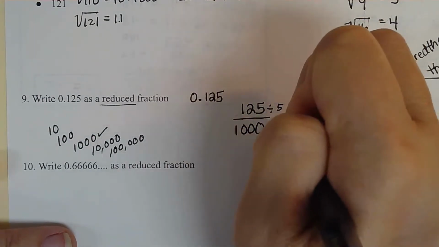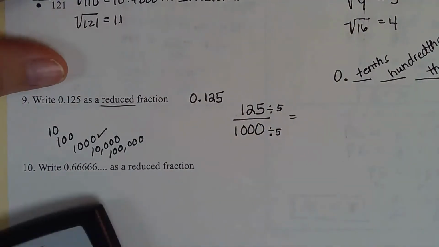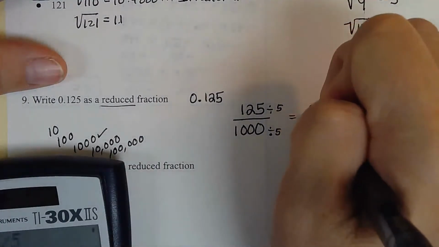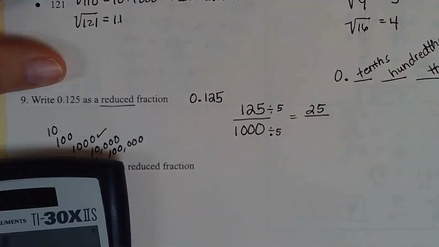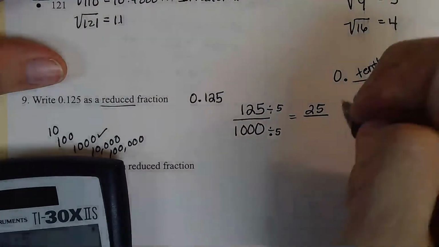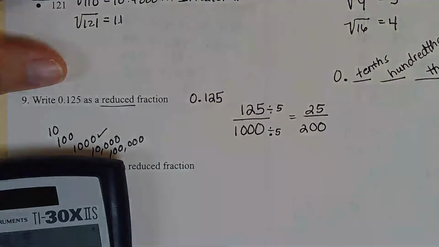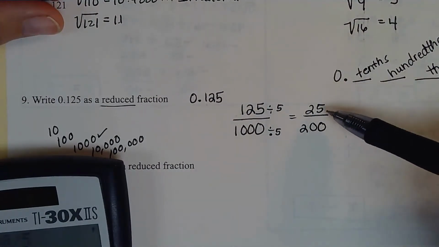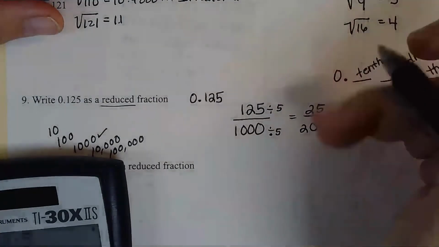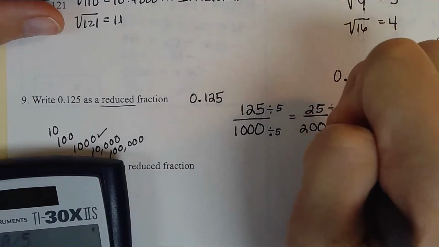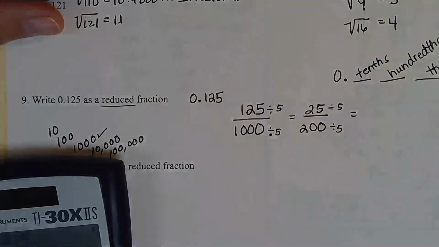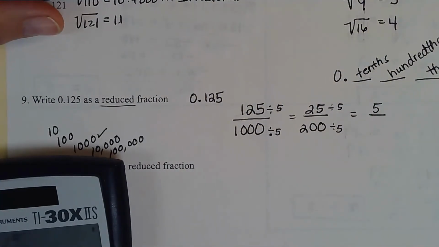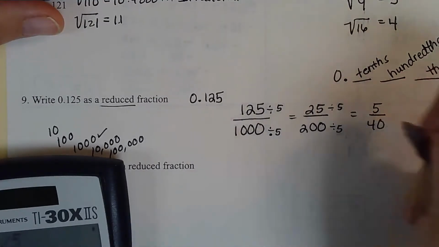And that's probably not going to get me to my final answer, but it'll at least get me one step closer. So 125 divided by 5 is 25. And 1,000 divided by 5 is 200. Okay, same thing. You can divide numbers by 5 if they end in a 0 or a 5. So we can divide by 5 again. 25 divided by 5 is 5. 200 divided by 5 is 40.